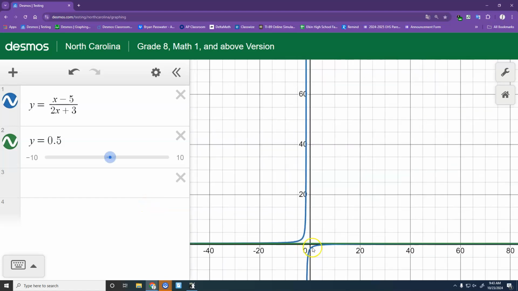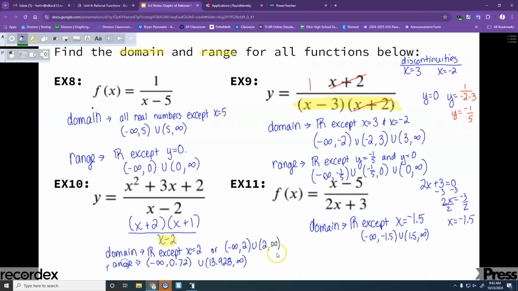Without teaching you something else, I can't tell you exactly how to find that, although I know how. But it is a calculus limit, so we're not going to do that. We're just going to go with the graph. So you can't have 1.5, so your range would be all real numbers except y equals 0.5, or we could do negative infinity to 0.5 and 0.5 to infinity.